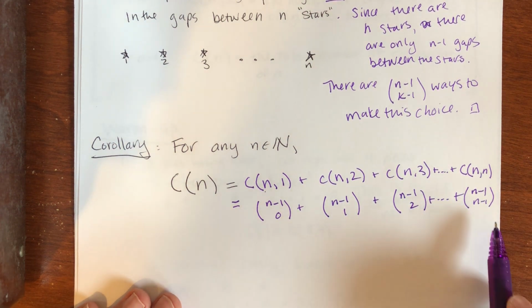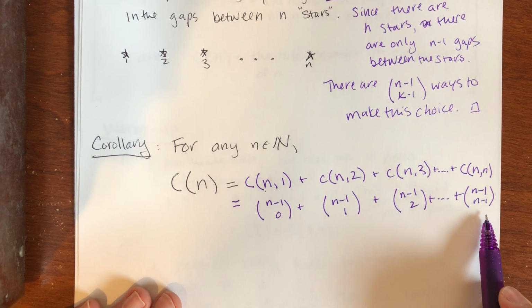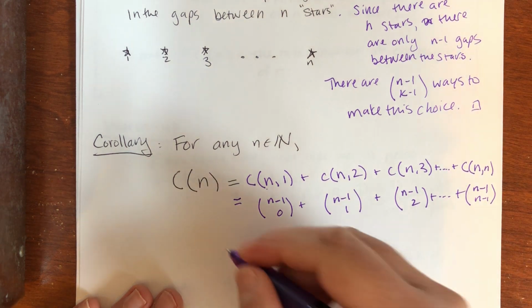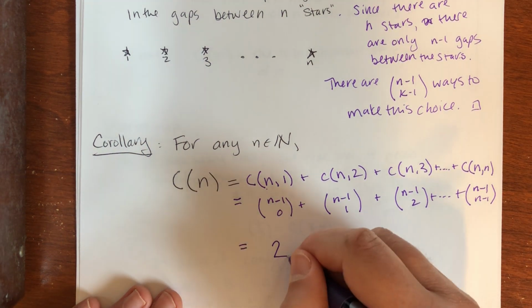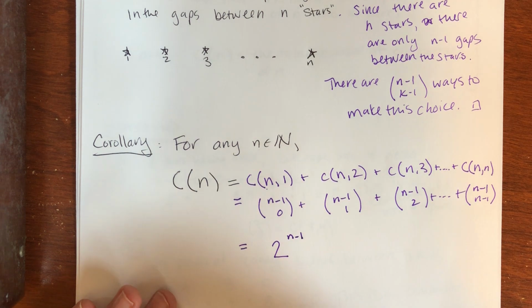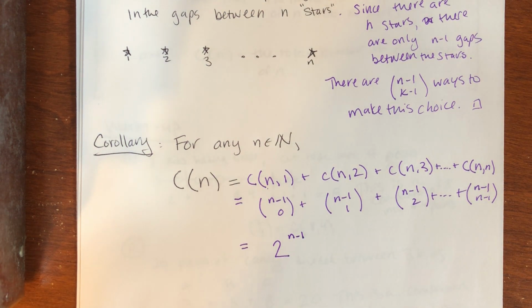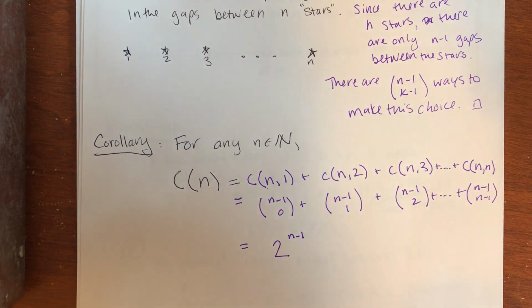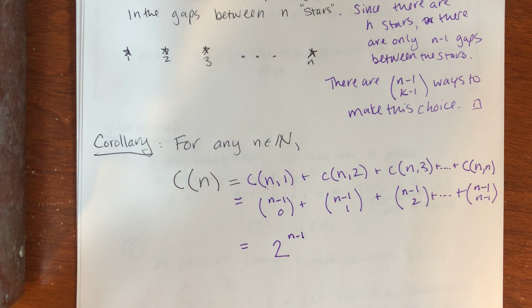This is the sum of the n minus 1st row of Pascal's triangle, and we know that this is equal to 2 to the n minus 1. So the total number of compositions of n into any number of parts would be 2 to the n minus 1. And that follows from what we've learned in the binomial theorem. Okay, so try the rest of the exercises from section 2.5.